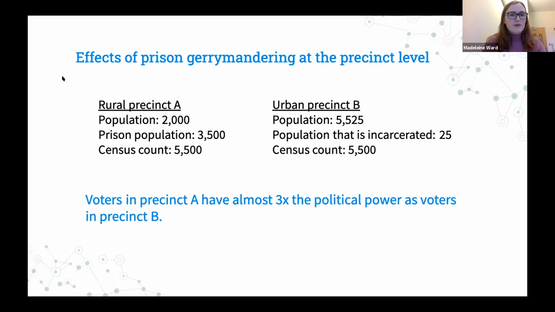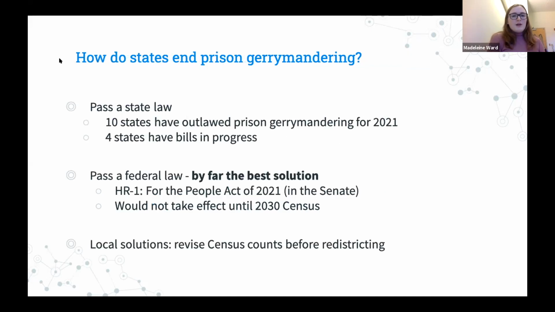Okay, and so there's a couple ways that states can end prison gerrymandering. Like I said, it's a problem with the census counts. And so it is the default because the census is just the one organization and is national. But states can pass laws that outlaw prison gerrymandering when constructing districts. So just as a reminder, districts then are redrawn every ten years after the census. So in 2021, 2031 will be the next time.